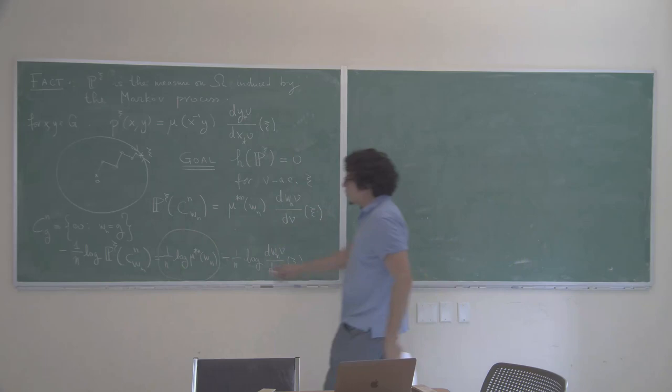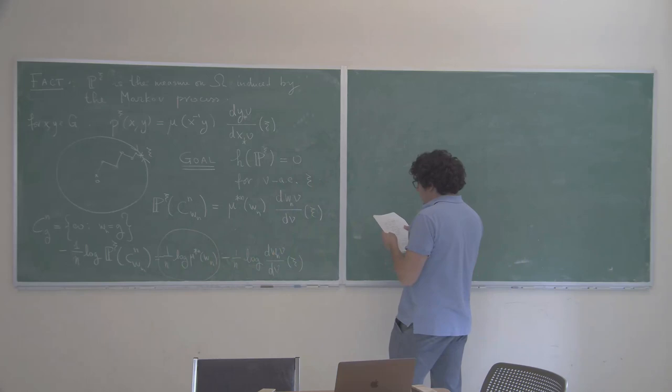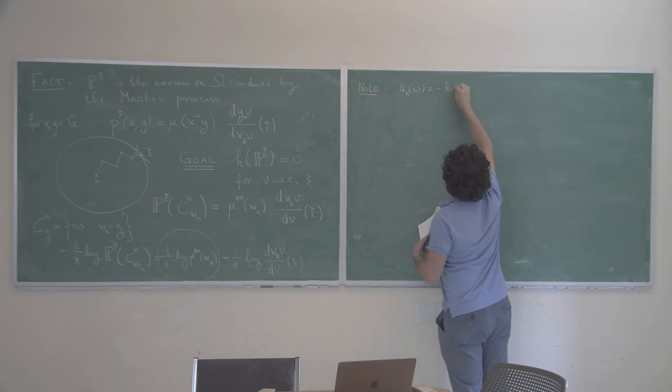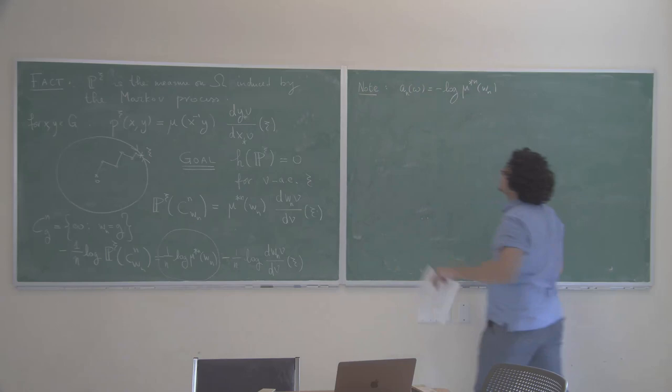This, right? So in fact, okay, the way to think about it, to be precise, you can say that A_n of omega has minus log W_n like this, is a symbolically closed cycle.